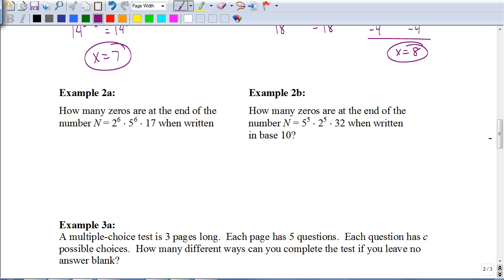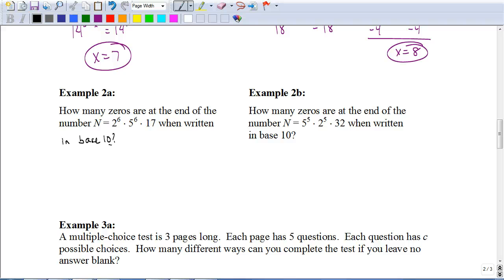Okay, let's look at this one. Again, I forgot something here. It says, how many zeros are at the end of the number 2 to the 6 times 5 to the 6 times 17 when written in base 10? Written in base 10 just means that you're going to be writing it not in scientific notation. If we were to write this out, what would your answer be? How many zeros would be at the end of this?